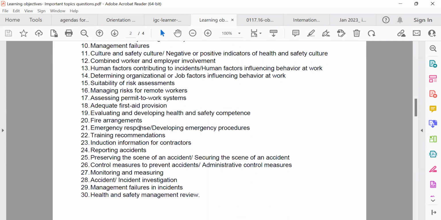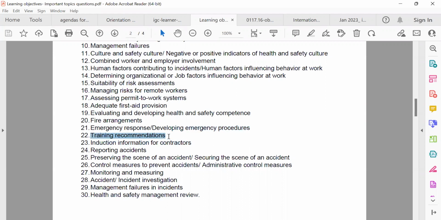And emergency responses, developing emergency responses. How could a person manage the health and emergency at the time of emergency? Or how could a health and safety advisor effectively manage the emergency? That's a type of question.